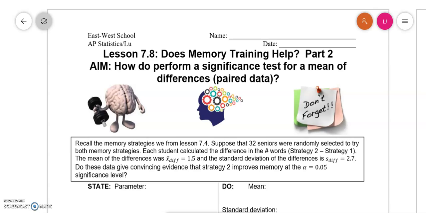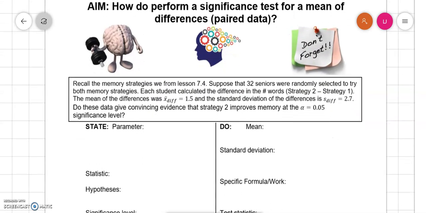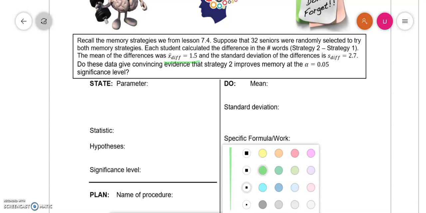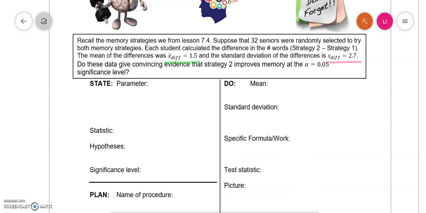But of course, it starts off basically the same way. Now we're going to use the same situation, the memory strategies, and I give you a couple of statistics here. So we do the same memory strategy. There were 32 seniors who did this, and the mean of the differences is X bar over here. The standard deviation of the differences is here, and we want the 0.05 significance level.